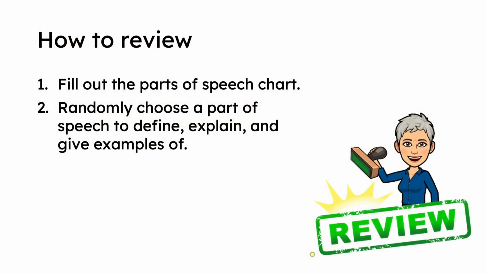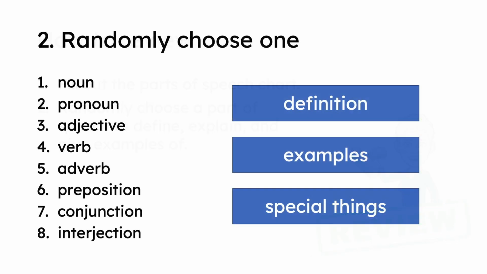The next activity is to randomly choose a part of speech. So I might use an online name picker or dice or just pieces of paper with the parts of speech written out. And then I would choose one, and then I would have to define, explain, and give examples of that one part of speech. Here's a visual to help you do this activity.